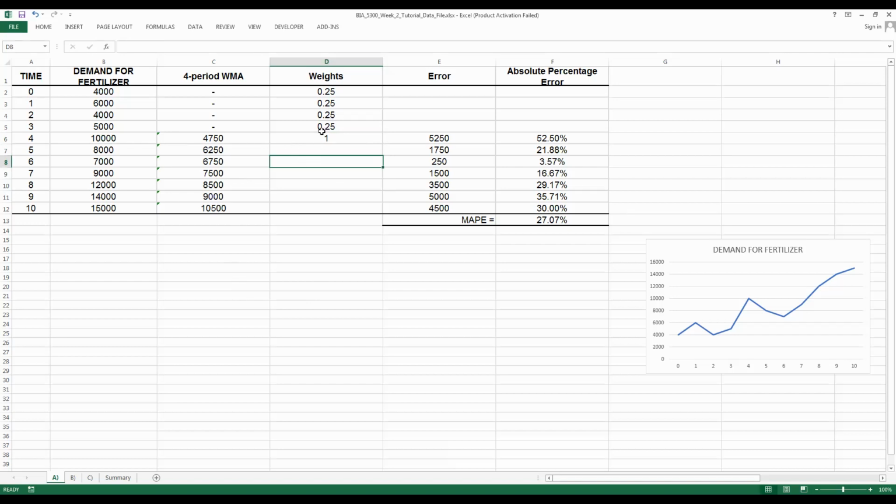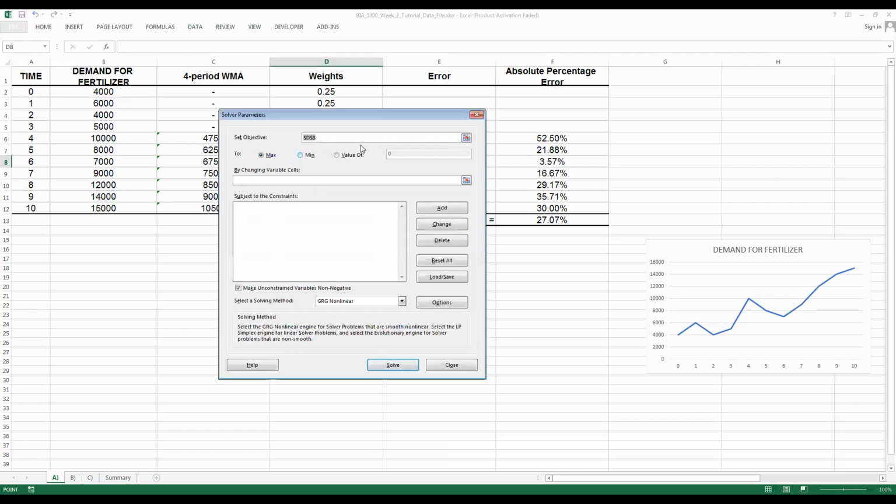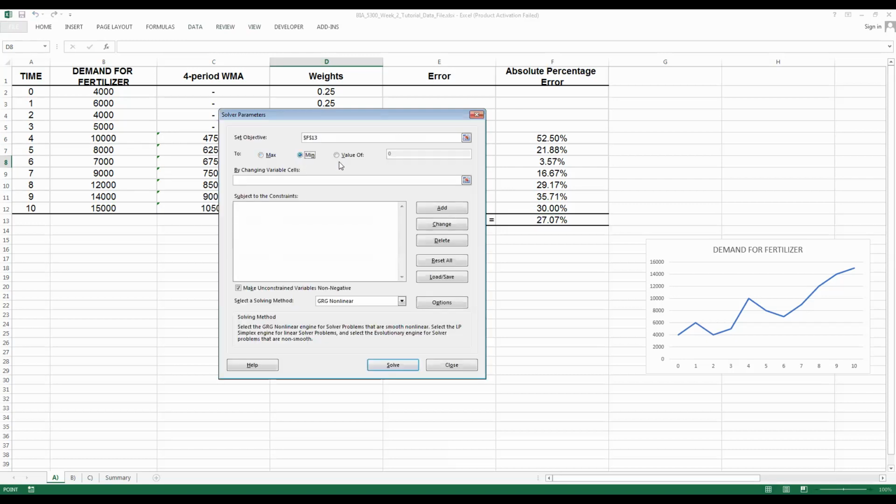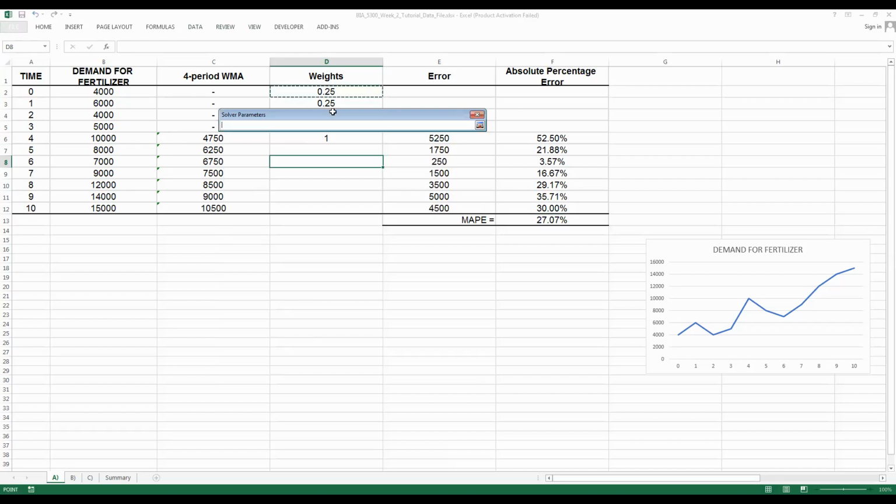So how are we going to optimize these? Well, same as before. We're going to go to Solver. We're going to set the objective. The objective is the MAPE. We're going to minimize that, and we're going to do that by changing the weights, D2 to D5 on this chart.